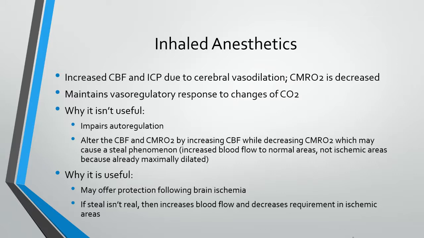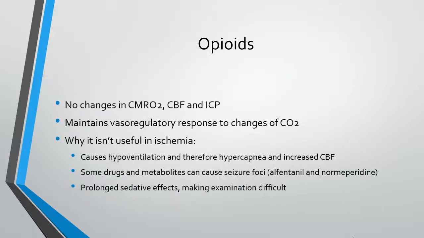This hasn't been really proven, so if it's not real, then potentially you can get increased blood flow to these areas as you have higher CBF, but they're best to be avoided if you can in patients with severe brain ischemia. Opioids are more neutral in that they don't really change your oxygen consumption, blood flow, or ICP. And they do maintain vasoregulatory response to CO2.